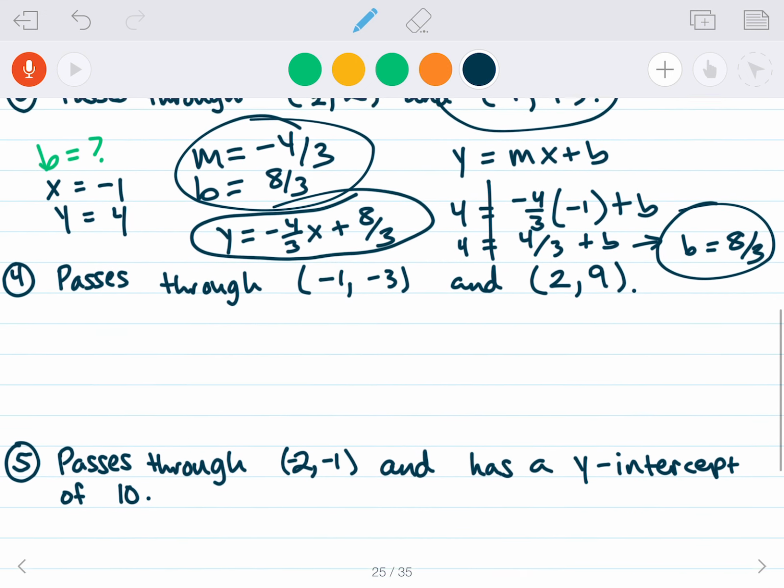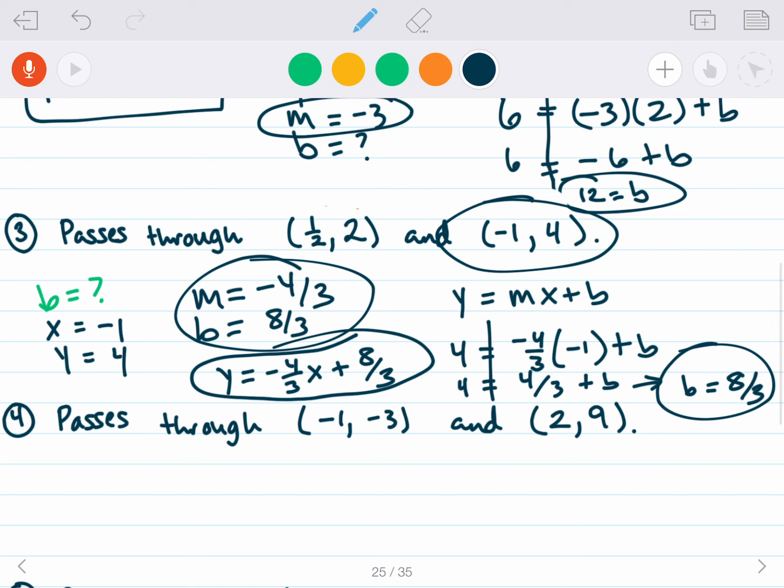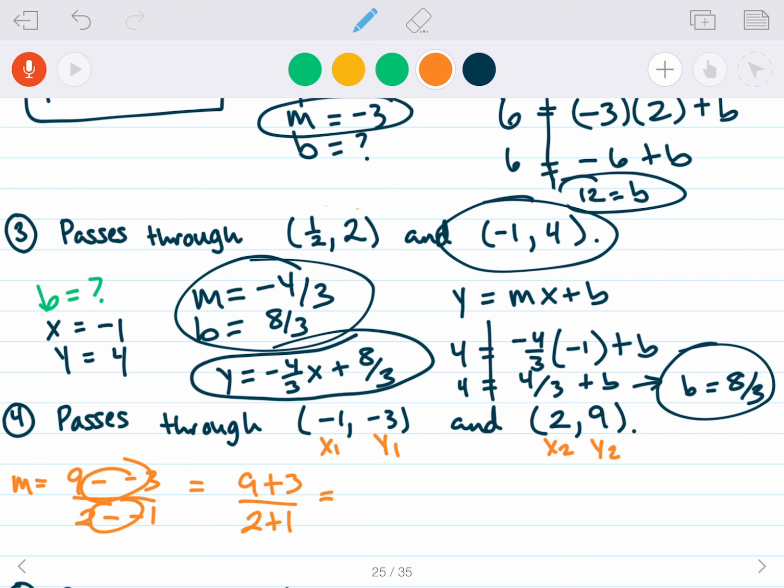Again, we're passing through 2 points. So let's go ahead and label our points x1, y1, x2, y2 so that I can find the slope. Okay, so the slope is y2, which is 9, minus y1 over x2 minus x1. Alright, these double negatives on top and bottom become pluses, so this becomes 9 plus 3 over 2 plus 1. So that's just 12 over 3, which is 4. So that's our slope. Our slope is 4.